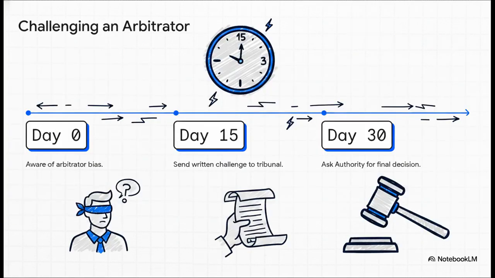Now, what is really fascinating here is how incredibly strict the deadlines are to prevent delay tactics. Let's say an arbitrator is appointed, right? But then you discover circumstances that give rise to justifiable doubts about their impartiality. Maybe, I don't know, a hidden conflict of interest. From the exact day you become aware of it, you have exactly 15 days to send a written challenge to the tribunal. If the challenged arbitrator doesn't step down and your challenge gets rejected, you only have 30 days to ask the appointing authority to make a final, completely unappealable decision. So yeah, the clock is absolutely always ticking.